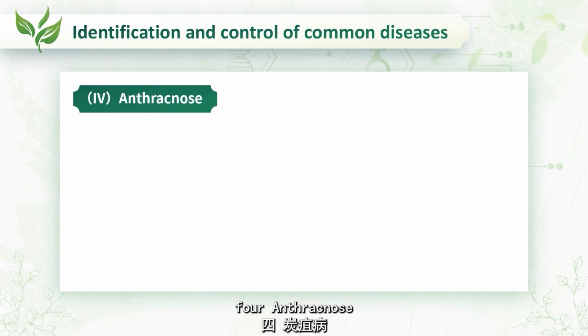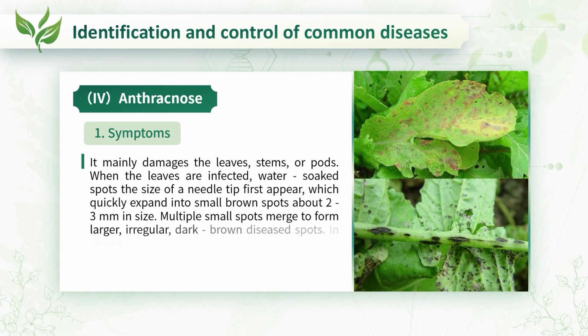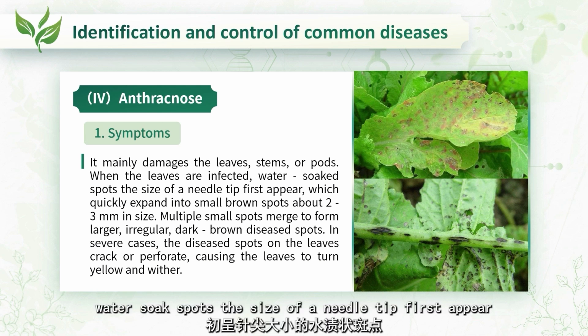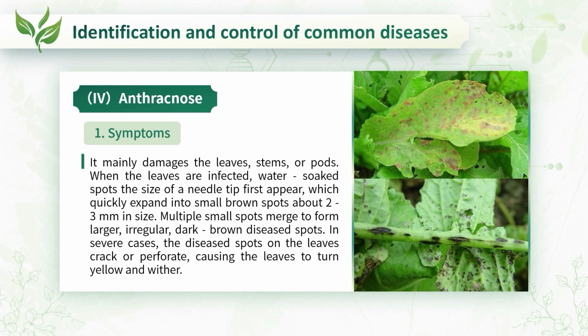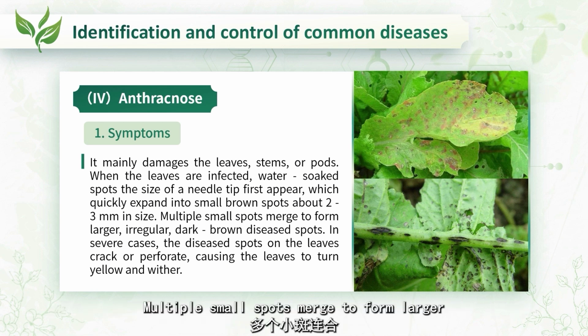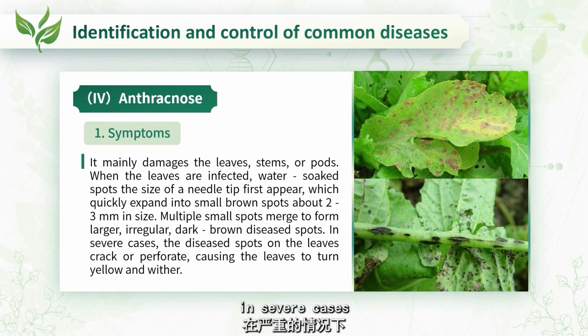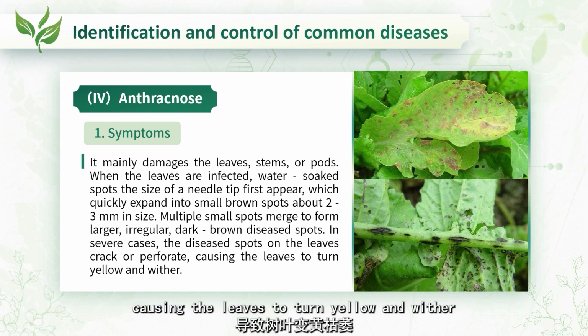Disease 4. Anthracnose. Symptoms of anthracnose. It mainly damages the leaves, stems, or pods. When the leaves are infected, water-soaked spots the size of a needle tip first appear, which quickly expand into small brown spots about 2–3 mm in size. Multiple small spots merge to form larger, irregular, dark brown diseased spots. In severe cases, the diseased spots on the leaves crack or perforate, causing the leaves to turn yellow and wither.